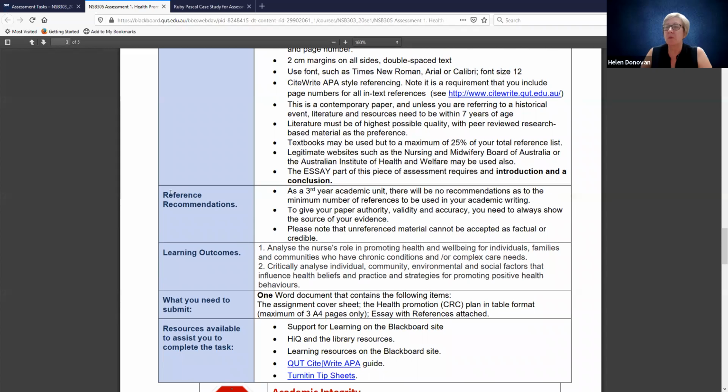Now, the referencing recommendations. Often students will ask, what number of references do you need? Well, because this is a third-year academic unit, it has been decided that you are at a stage where you don't need to be given suggested numbers. You will be able to determine yourself what type of evidence you will need to be able to support your paper. So it says here to give your paper authority, validity and accuracy.